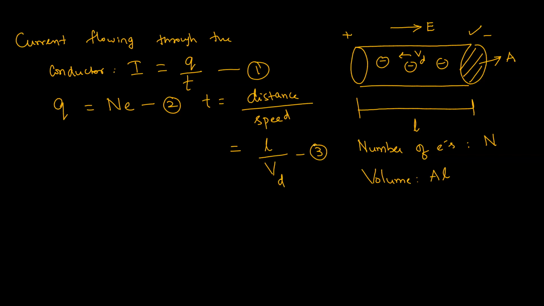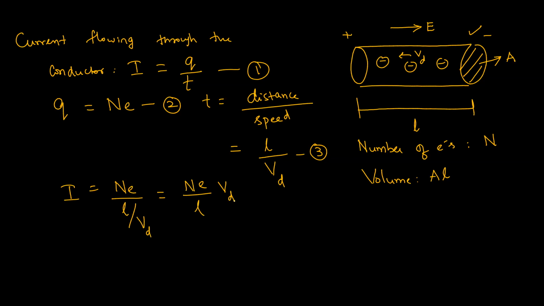So I will take the third and substitute into second. So I will take the third and second and substitute it into one. Right. So I will be equal to what is the value of Q? It is going to be N into E the whole divided by L divided by V. So it is going to be N E divided by L into V.